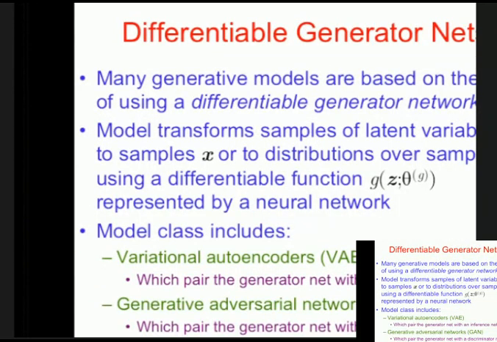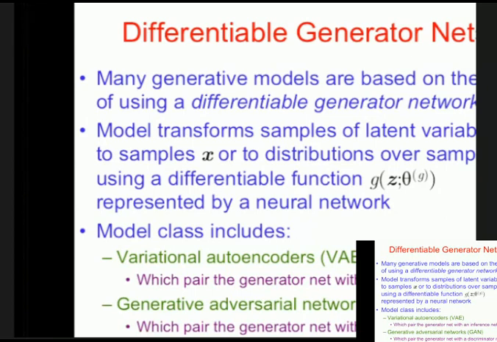And there is a lot of theory now in differentiable generator nets. Many generative models are based on the idea of using a differentiable generator network. The model transforms samples of latent variables Z to samples X out of distributions using a differentiable function represented by a neural network. The neural network, we've chosen things here with differentiation in mind, including activation functions and so on.